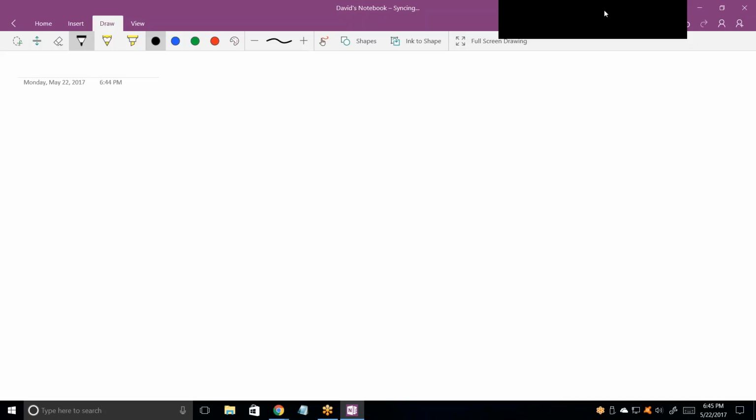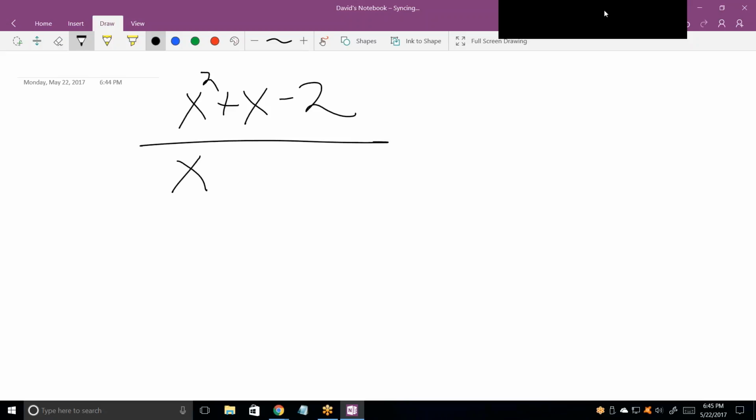So the next one is another simplification problem. It's x squared plus x minus 2 over x squared minus 3 plus 2. X squared minus 3 plus 2, like that? Yes. Okay.